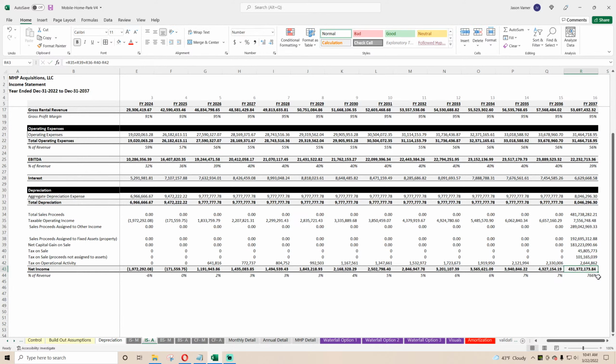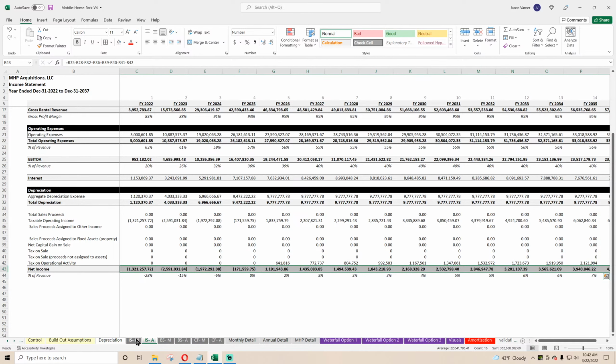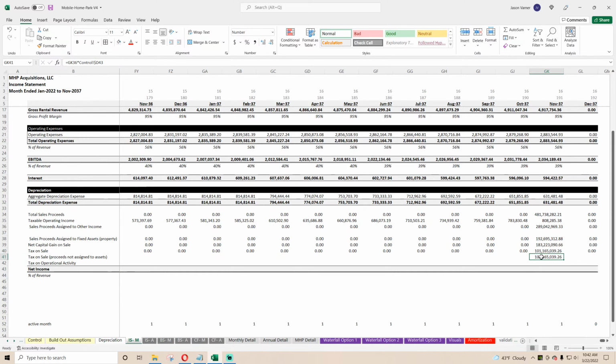So let's redo this one. So this operating income is going to be EBITDA minus interest minus depreciation plus sales proceeds assigned to other income plus net capital gain minus tax minus tax minus tax. Okay, so that's good. Now let's see, do we do it here? Oh, there's a lot going on here. Okay, so now this we have sale proceeds, net gain, net capital gain on sale, tax on sale, tax on sale.